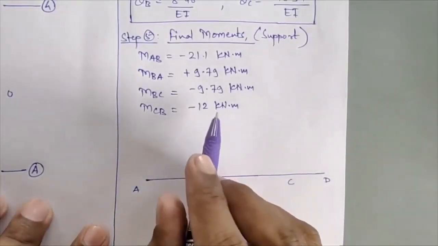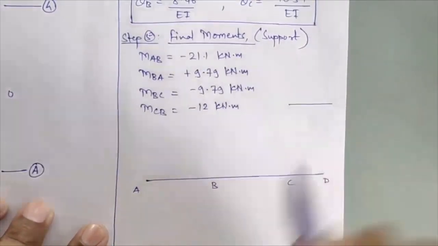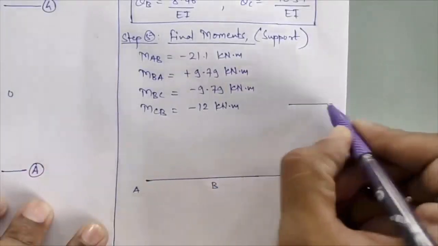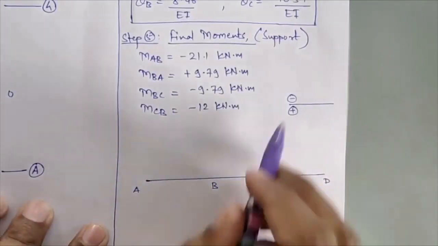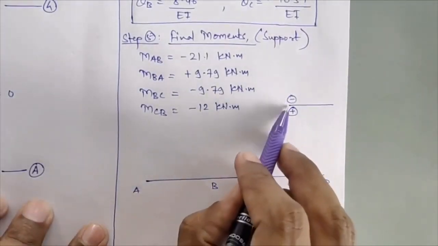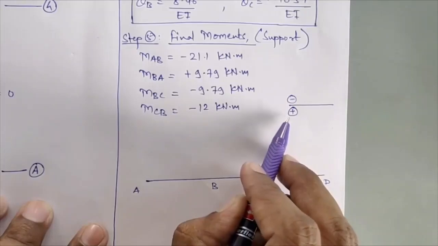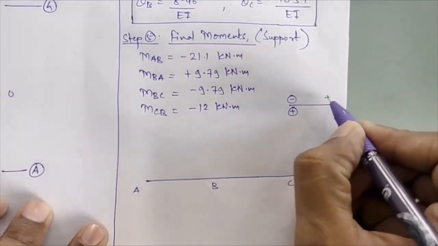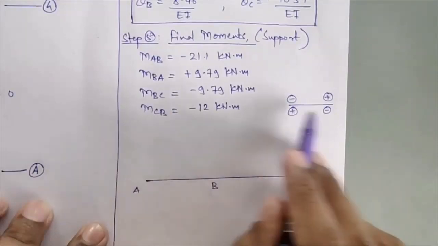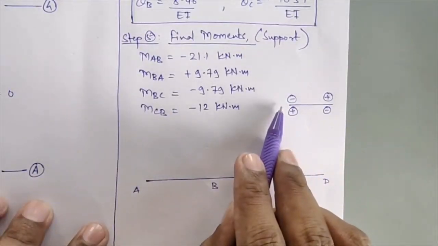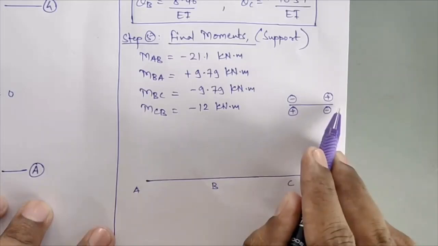Now as per the sign convention, if the member's moments at the left hand side support are negative, we plot them on the upward side, and if they are positive, we plot them on the downward side. We have to reverse this sign convention for the other end, that is the right hand side of the support. So for the first member, member AB, you will have MAB at the left hand side and MBA on the right hand side.